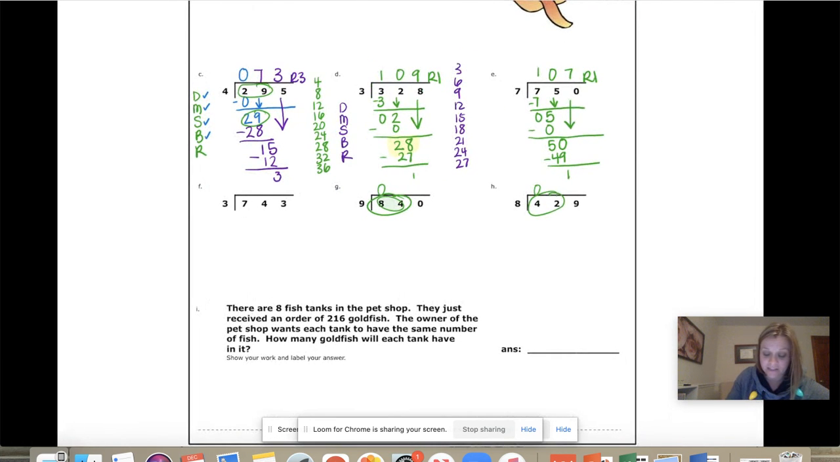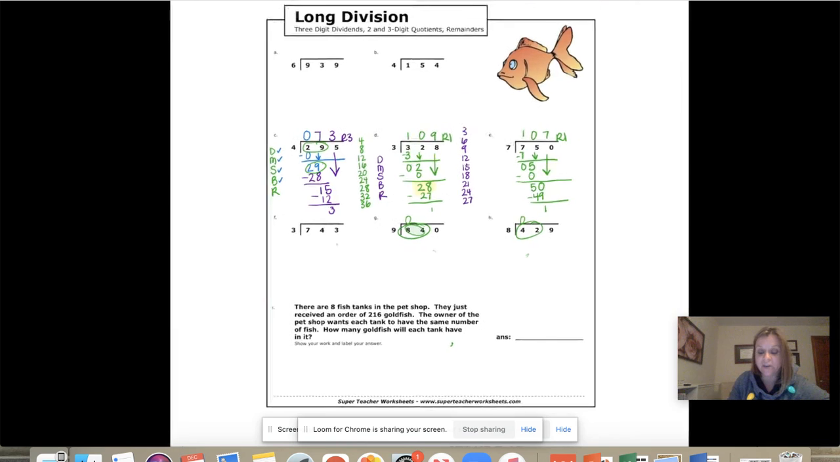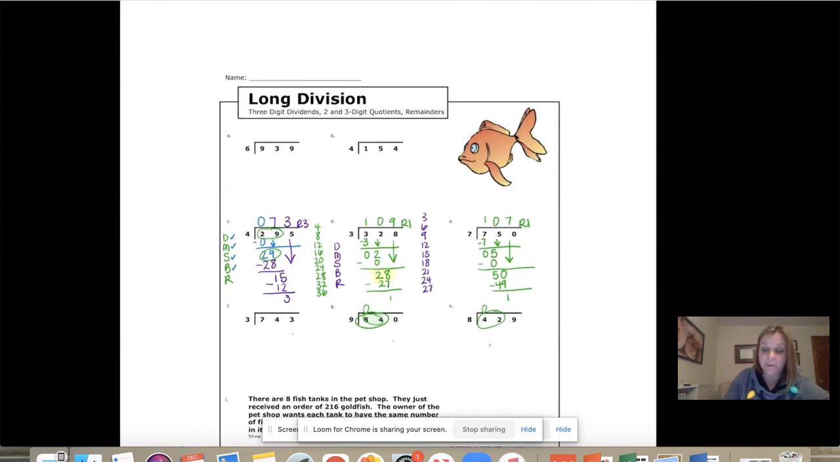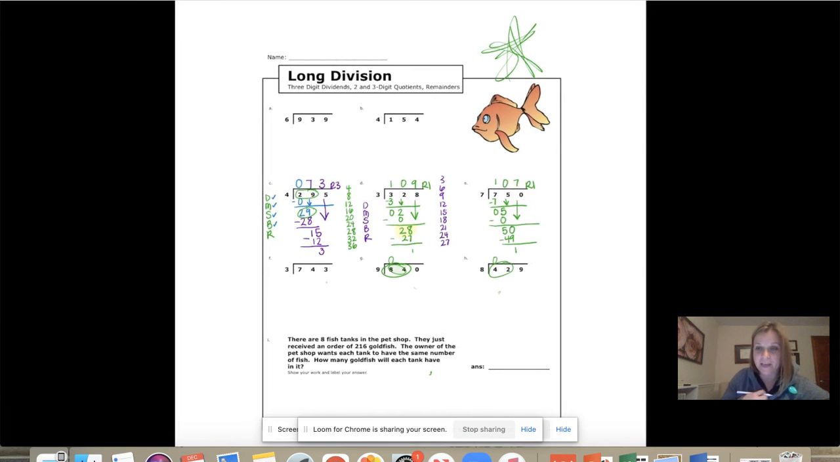So do these last 1, 2, 3, 4 problems the best you can. Maybe check it with a neighbor and turn it in when you're done. If you're really struggling with this, just write me a note up here to say, Miss Quiney, this is really, really hard right now. And we will meet in small group tomorrow.